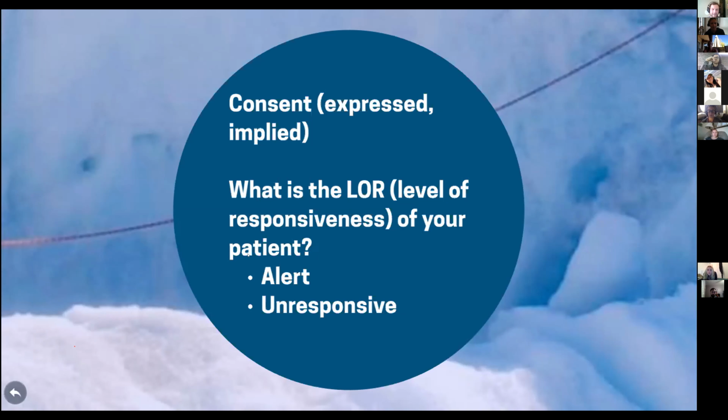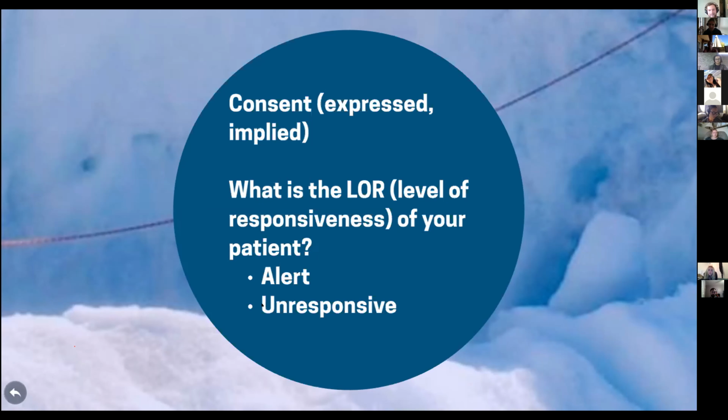So, smiley face next to the alert. If an individual is alert, for example, if I'm the patient, I say, my name's Christian. I'm here at the Grand Canyon. It is 2020, and I was hiking and rolled my ankle. That is an alert patient with a great level of responsiveness.